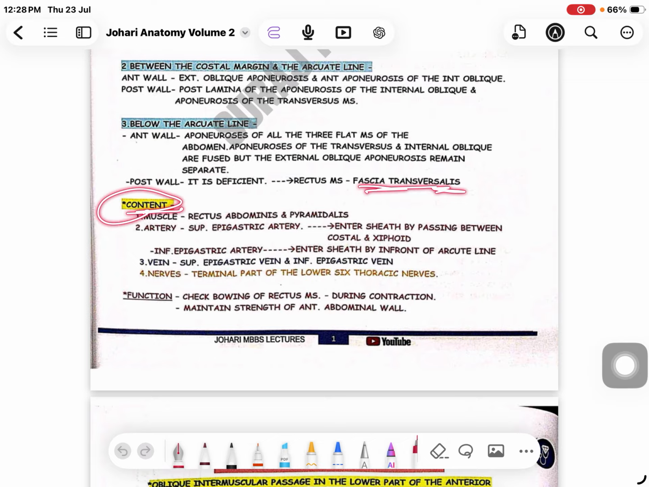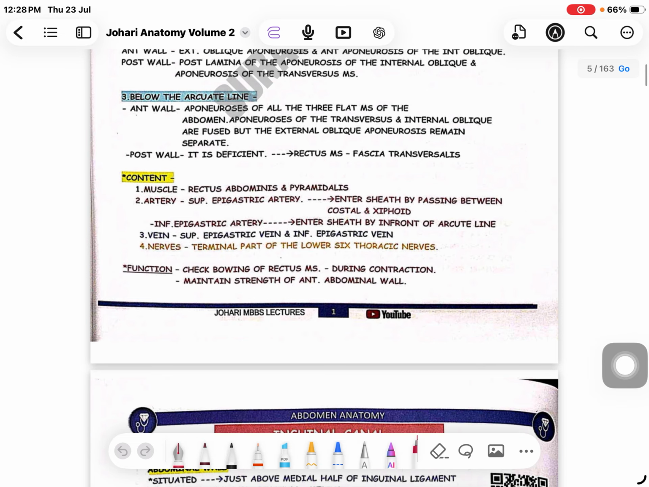Now the contents. There is a rule of two here; everything is two. The muscles are rectus abdominis and pyramidalis. The arteries are superior epigastric and inferior epigastric. The superior epigastric enters the sheath by passing between the costal and xiphoid processes. The inferior epigastric enters the sheath in front of the arcuate line. Then the veins are superior epigastric and inferior epigastric, and the nerves are the terminal parts of the lower 6 thoracic nerves.